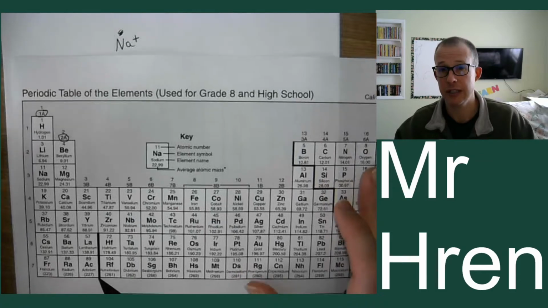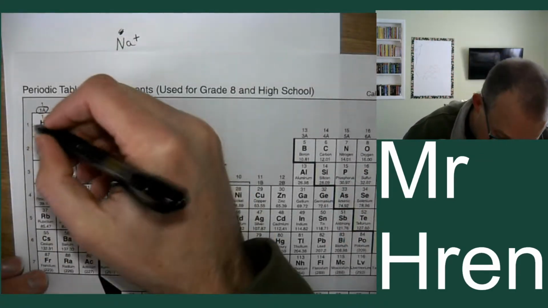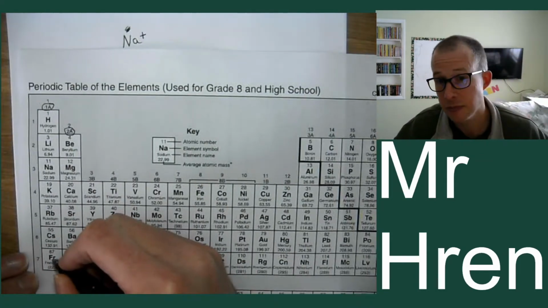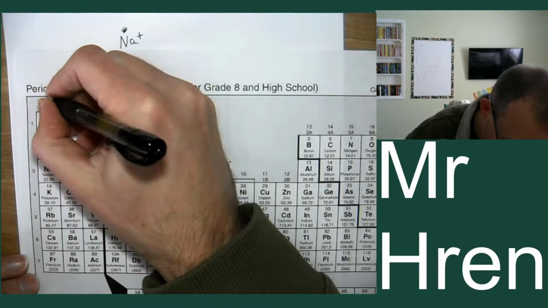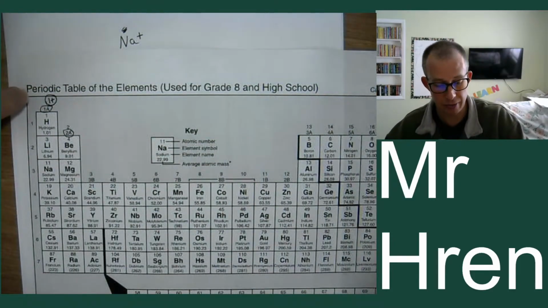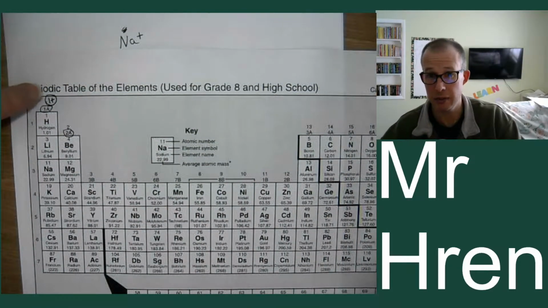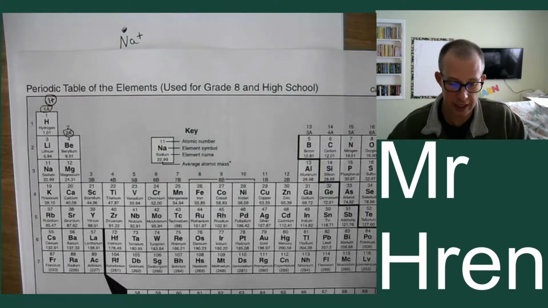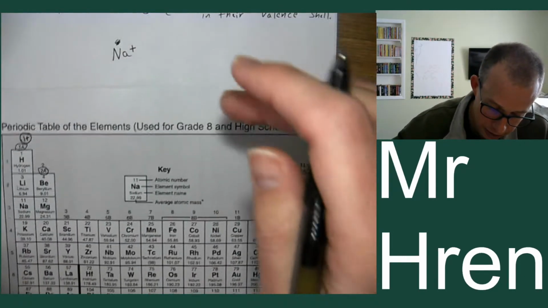Now, that translates to pretty much everything in this first column. They all have 1 valence electron. They all form positive 1 ions. That's something I would write down permanently on your periodic table. Make a note somewhere: this entire column, positive 1. All right.